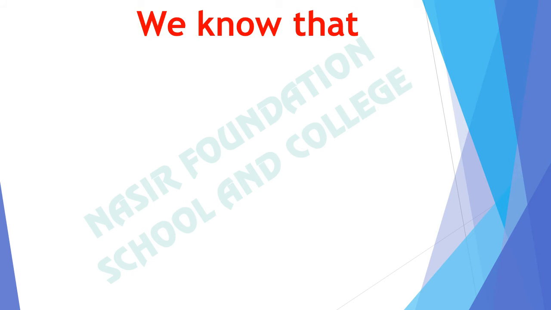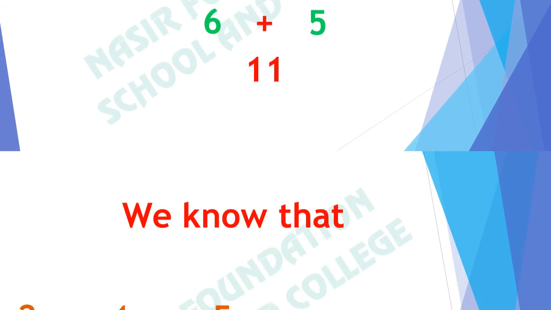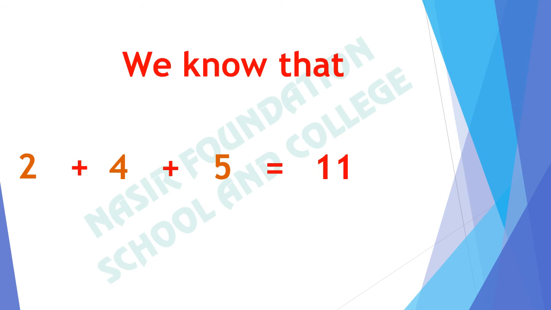Let's take another example. 2 plus 4 plus 5. If we add 2, 4 and 5, in the first step, 2 and 4 are added. 4 plus 2 is 6. Now we will add the remaining digit. We will add 6 and 5. 6 plus 5 makes 11. It means if we add 2, 4 and 5, we get 11.